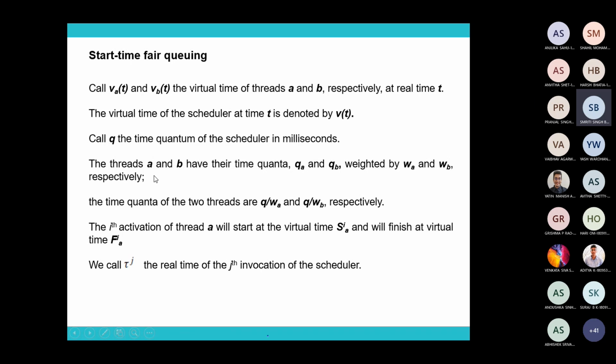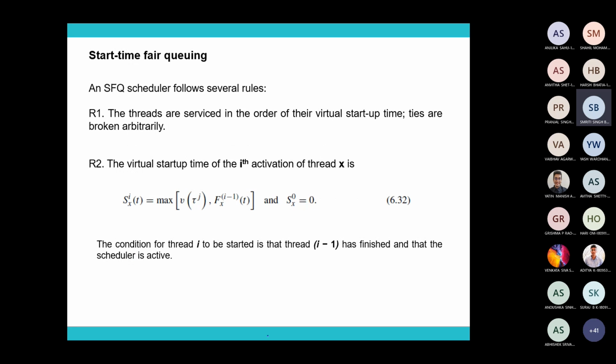Now, how much time will each thread be allowed to execute? That is nothing but Q by WA and Q by WB: total quantum divided by the weightage. And here S represents the start time and F represents the finish time.